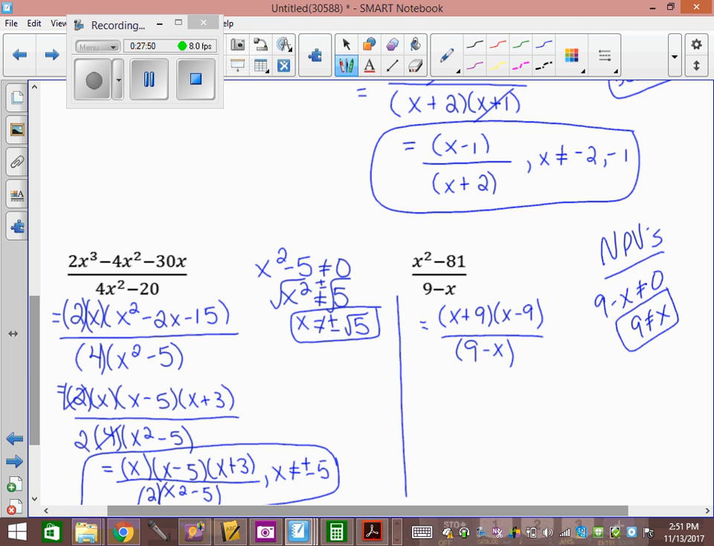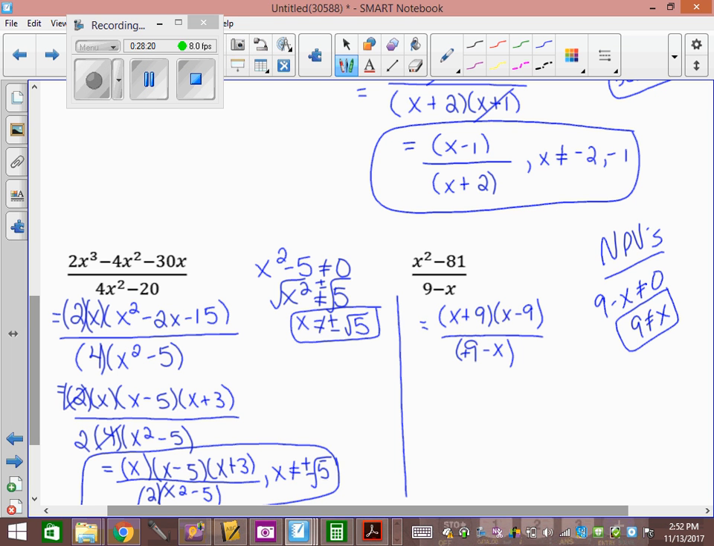So we have 9 minus x, and we have x plus 9, x minus 9. So this technically means I have a positive 9 and a minus x. Is there anywhere in the numerator where I have a positive 9 and a minus x? No. But what could I do? Yeah, I don't know why I keep dropping that off. Okay. What could I do to the denominator here?